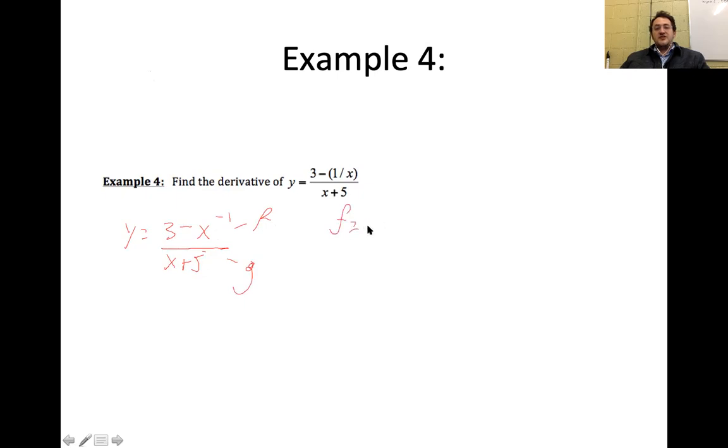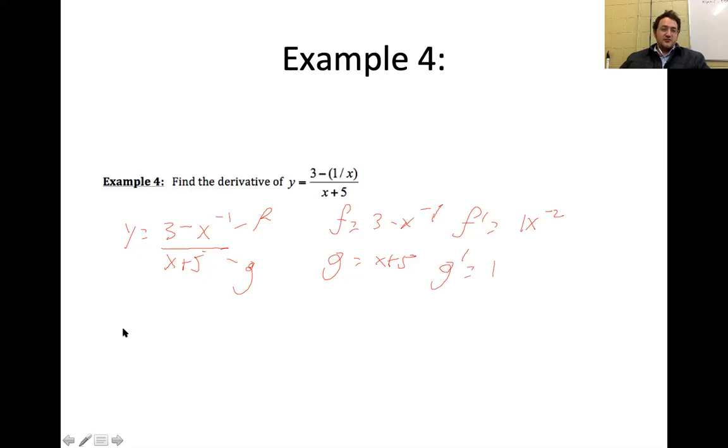So my f is going to be 3 minus x to the negative 1. My f prime is going to be 1 x to the negative 2. And then my g is x plus 5. My g prime is going to be 1.